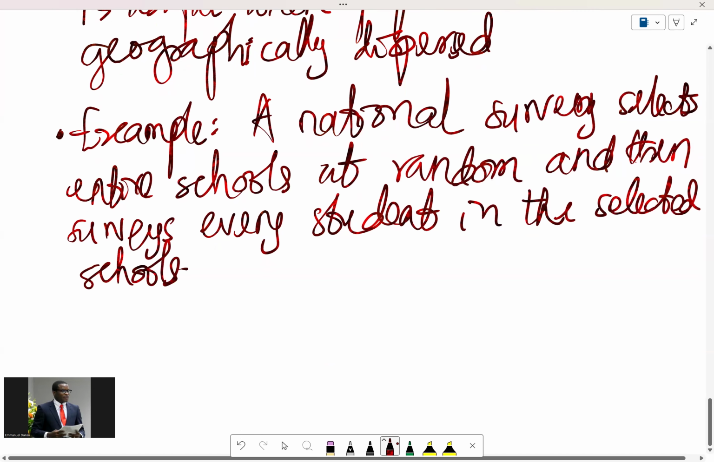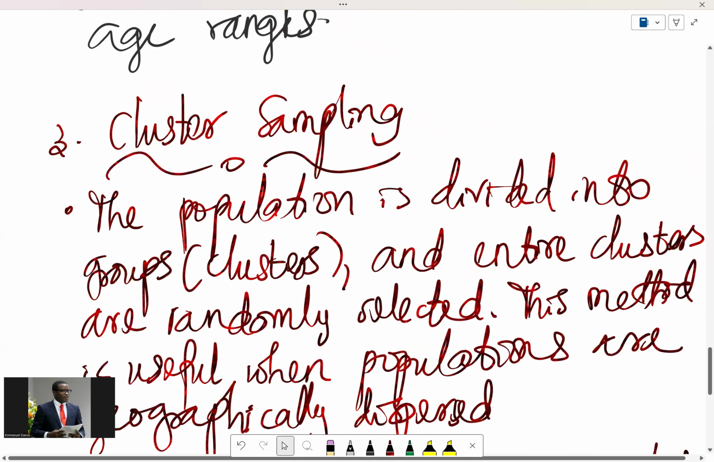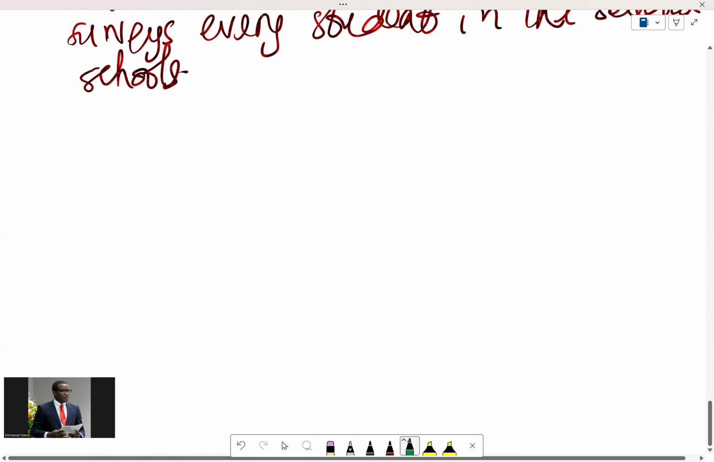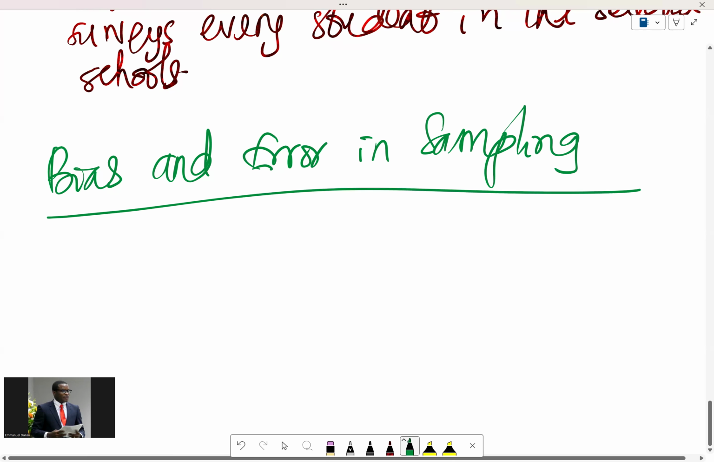Okay, so that is about cluster sampling. Those are three sampling methods: random, stratified, and cluster sampling. Now let's move on to something else, and that is bias and error in sampling.